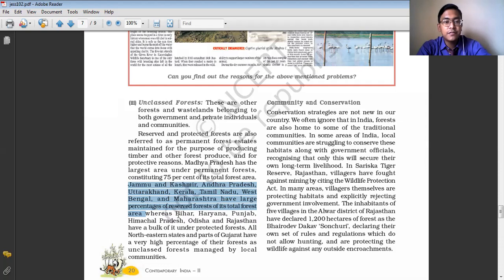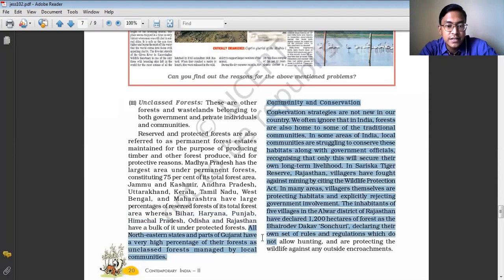Whereas there are a few states in our country where the percentage of reserved and protected forest, or permanent forest, is not favorable. For example, Bihar, Haryana, Punjab, Himachal Pradesh, Odisha, and Rajasthan have the bulk of their forest under the protected category. But in the case of West Bengal and others, a large percentage of the forest area comes under the reserve category.